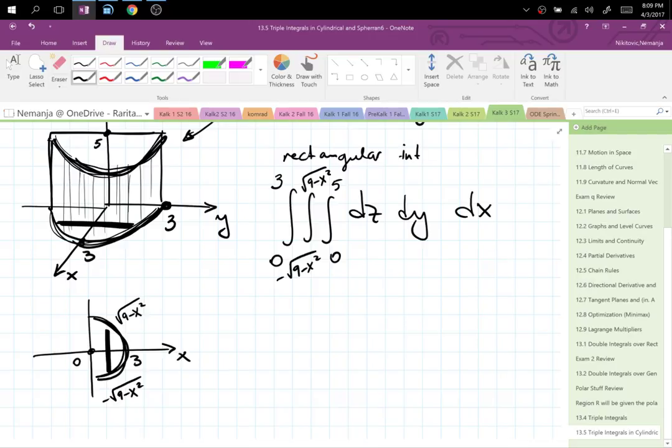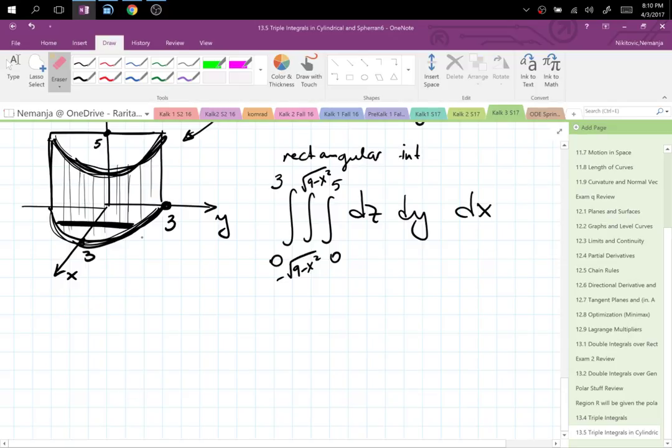So done. The soda can is cut in half vertically. Now, in order to solve this, well, obviously dz is easy, right? You will just be integrating 5 in terms of y, so you get 5y. But then you get 5 square root plus 5, you get 10 square root of 9 minus x squared. And to solve that, you will have to use trig sub, right? And that might not be a preferable way to do this thing.